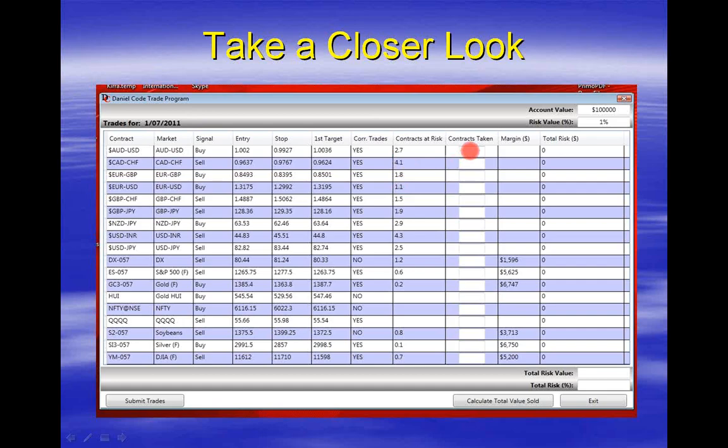Now, some of you will only want to trade Forex, some of you will want to trade only futures, and we have different versions of Genie available for that, and others of you will want all of them. But you just type in the number of contracts you want to take.